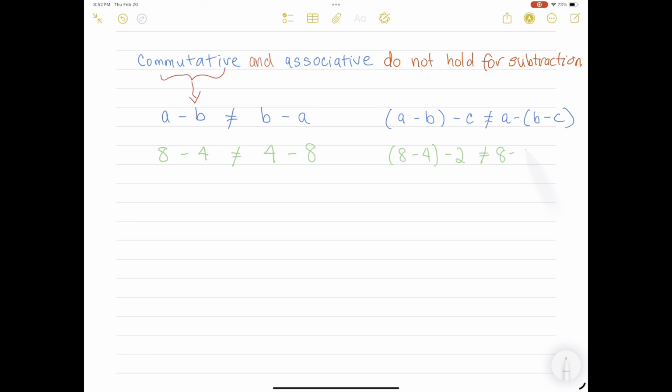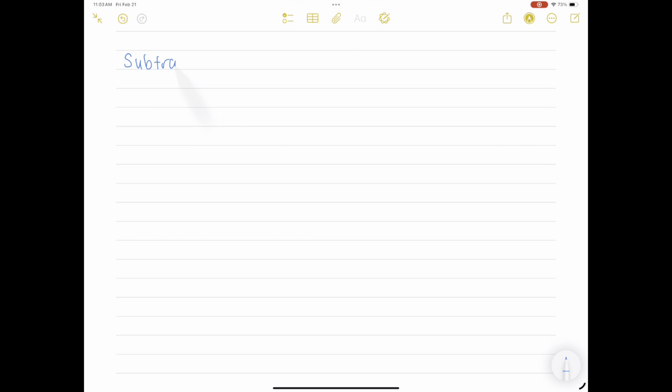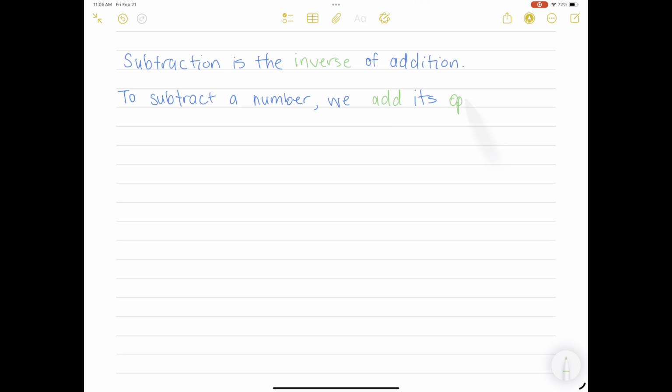So if we first take 8 minus 4, we get 4, and then 4 minus 2 equals 2 on the left-hand side. On the right-hand side, 4 minus 2 is 2. 8 minus 2 would be 6. Subtraction is the inverse of addition. To subtract a number, we add its opposite.